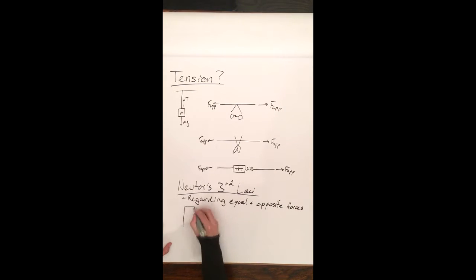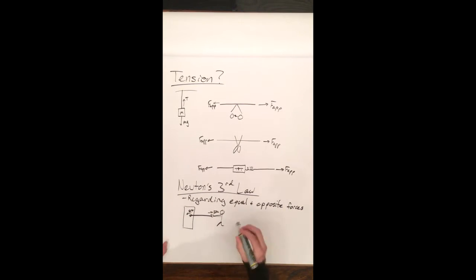Imagine a string attached to a wall on one end, and on the other end there's me pulling on the string with 50 newtons. The string is not accelerating, so the wall must be applying a force of 50 newtons in the opposite direction of my pull. The common mistake is to add the forces and say the tension force is 100 newtons. In reality, the tension force is actually only 50 newtons.